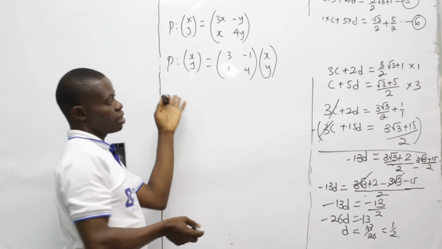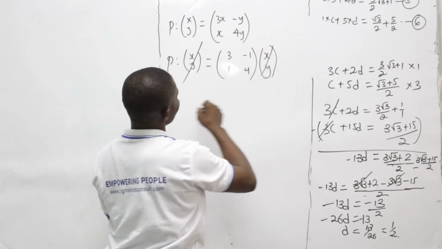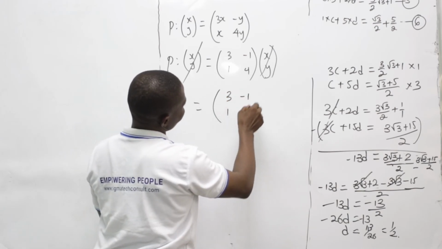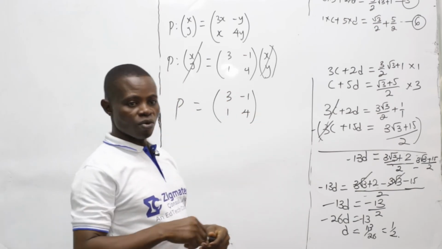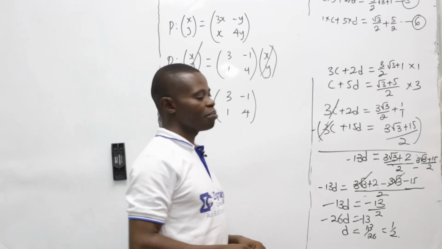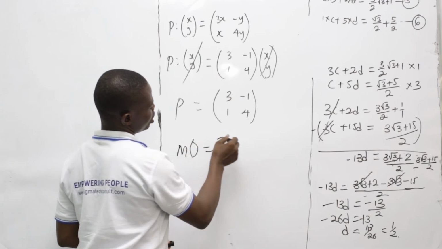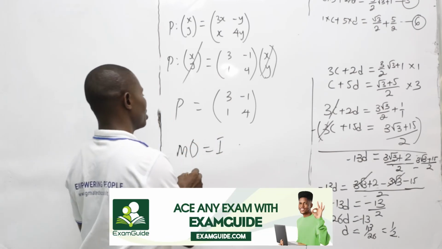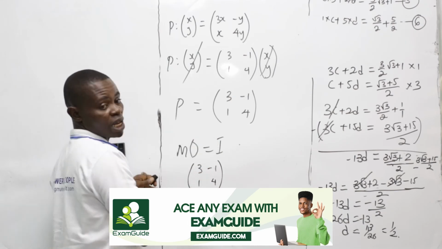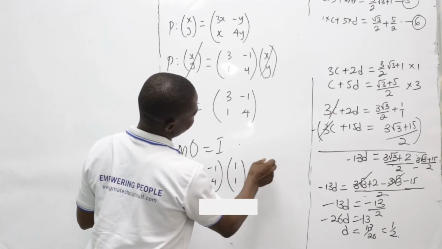Now, looking at this, what do you think is the matrix? This will cancel this, so that P equals (3, 1; -1, 4). This is the matrix. We have successfully formed the matrix. Now, finding the image of the following point: matrix multiplied by object equals image. Since we have the matrix (3, 1; -1, 4) multiplied by the object, what is the object of the first one? (1, 1) equals image.